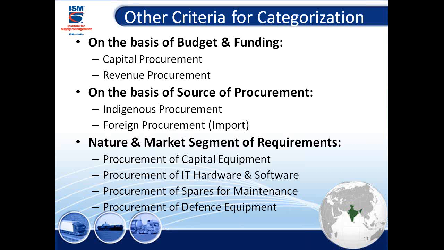Another segmentation comes. So one was on the budgeting part, you heard about the capital. But now I'm looking around as a part of this market segment, nature. So one is just buying capital equipment. Second is buying of IT hardware and software. I remember when I did the procurement of ERP system, and then we had a lot of hardware to buy around. It's a different ball game. Third, procurement of spares for maintenance. This you must have seen many times. And procurement of defense equipment. Let me walk through quickly on this.